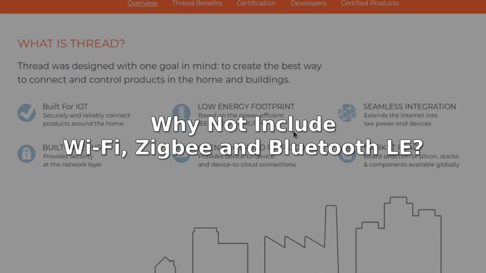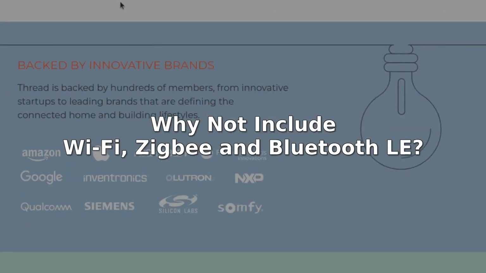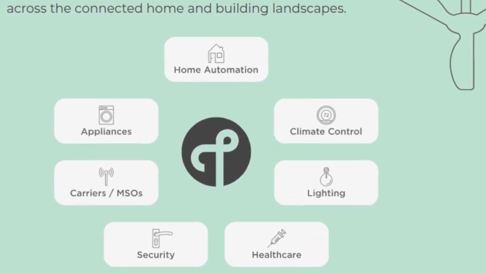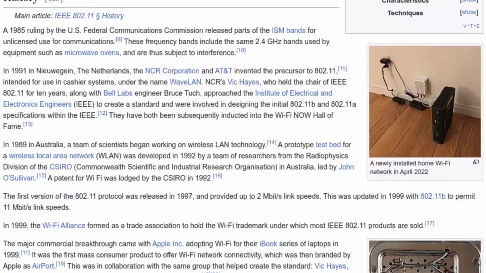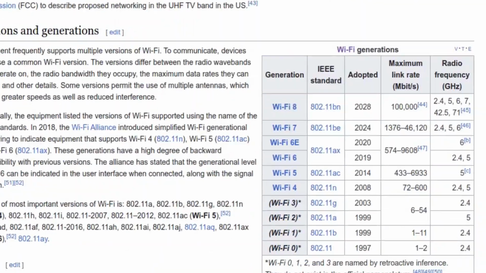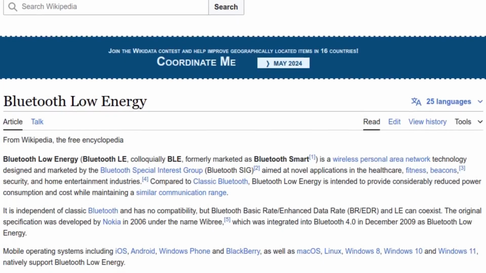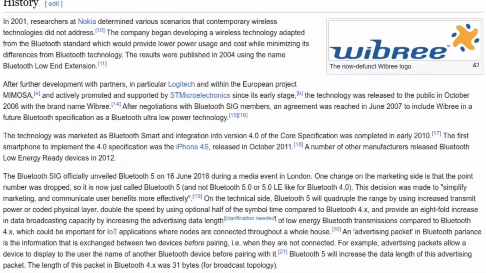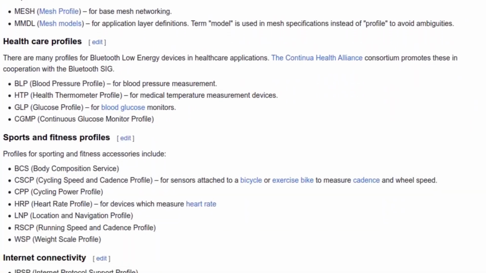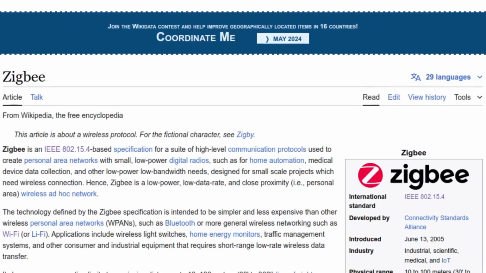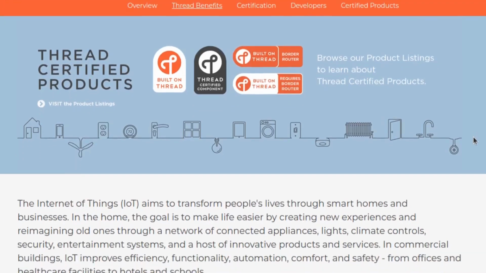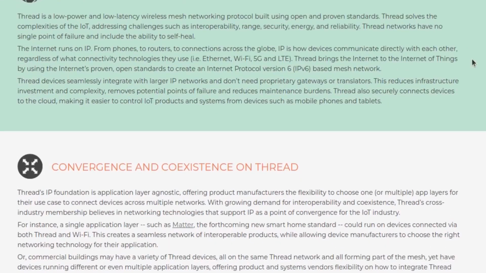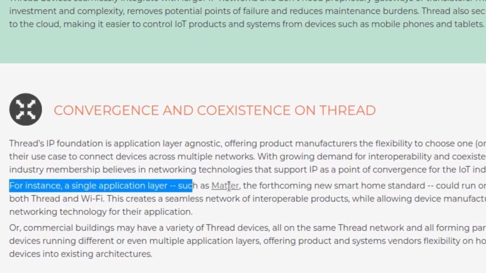Thread was designed to replace these three technologies as the communication protocol for connected devices in the home automation segment. Wi-Fi was initially designed as a networking protocol, and Bluetooth Low Energy has not been very popular for home automation. As for Zigbee, most of what it can do, Thread simply does it better when combined with an application layer like Matter. More on this maybe in another video.